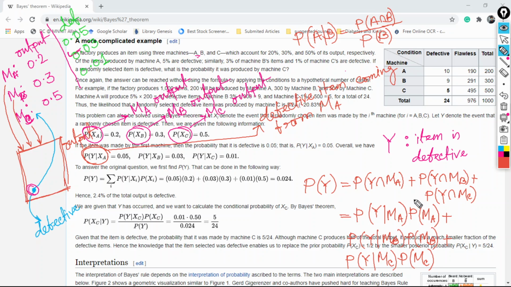Just the same thing. I am using the definition of conditional probability, nothing else. And the value we already know. What will be the value of probability Y divided by this one into probability? I am just using the multiplication. If you just put this value in, then we can easily get this one.